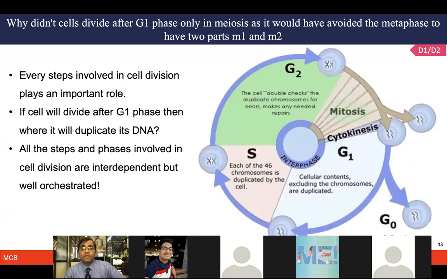Why does the cell not divide after the G1 phase only in meiosis, as it would have avoided the metaphase having two parts, M1 and M2? Again, we have talked about this part, so refresh this concept. Every step is very important in the cell cycle and cell division. While each one of those performs its crucial activities, the interplay of all of them is really orchestrated, and they are all involved in successful cell division. If the cell divides after the G1 phase, then it is not going to duplicate its DNA, and that is going to screw it up. So you have to keep that in mind.